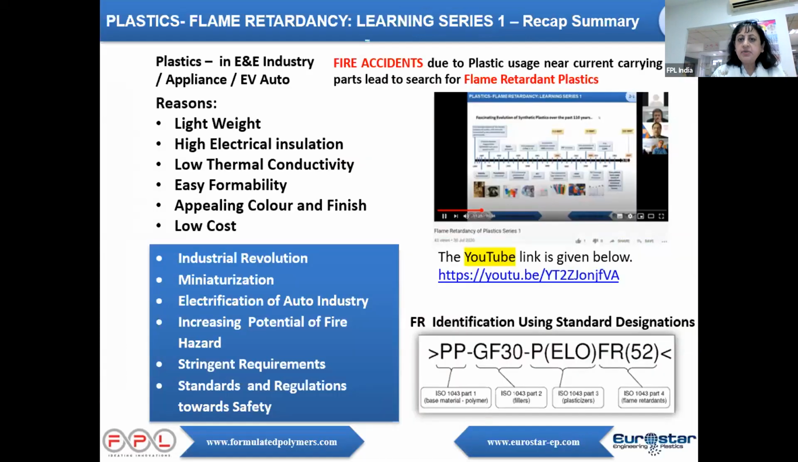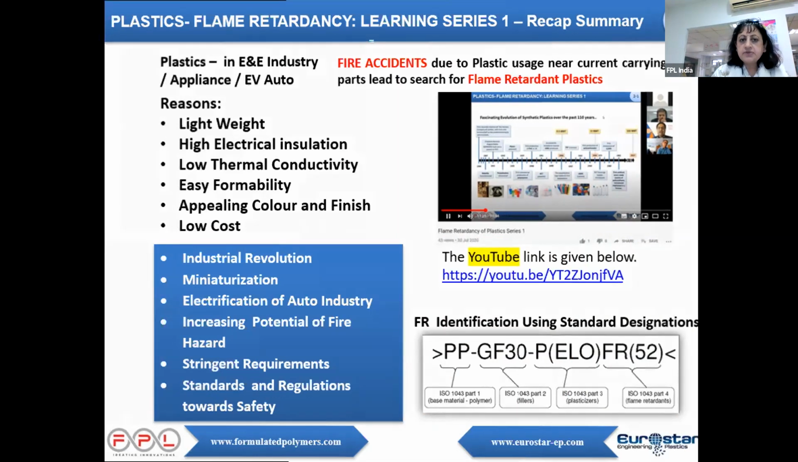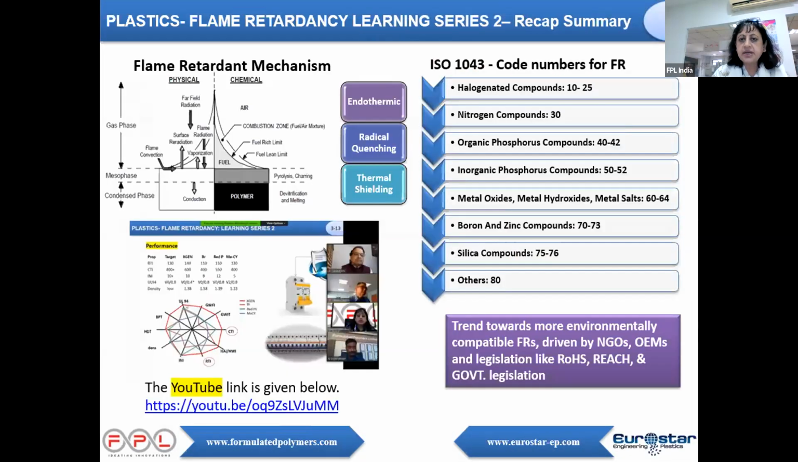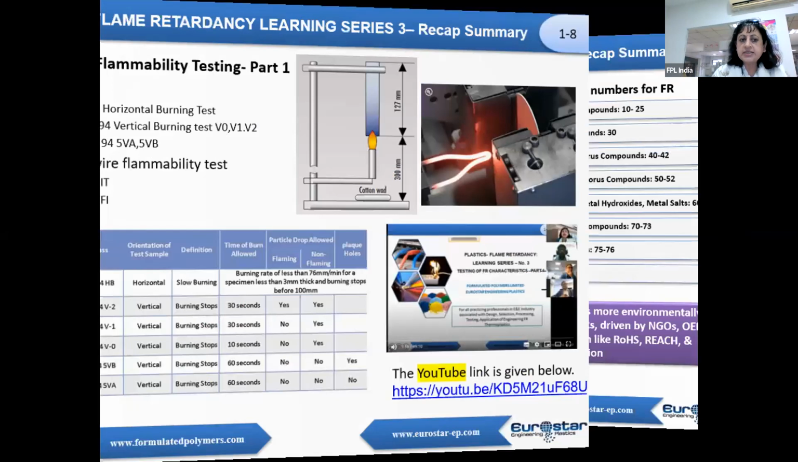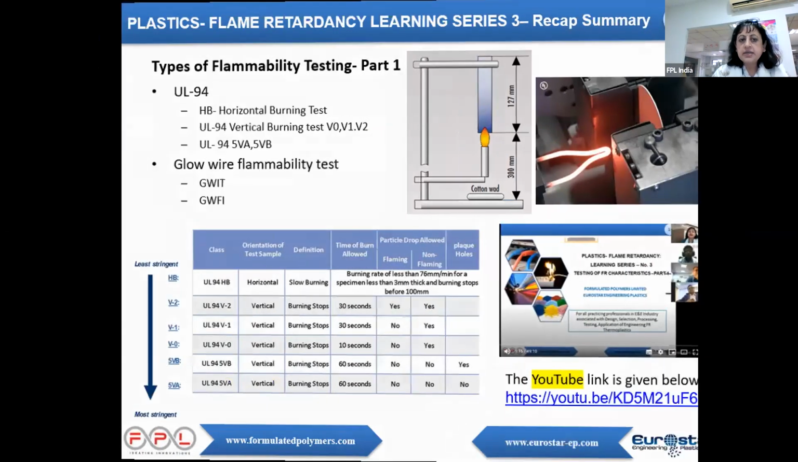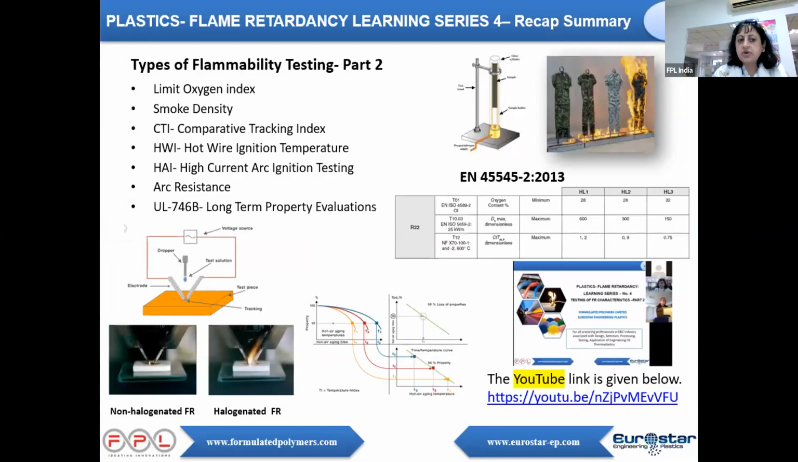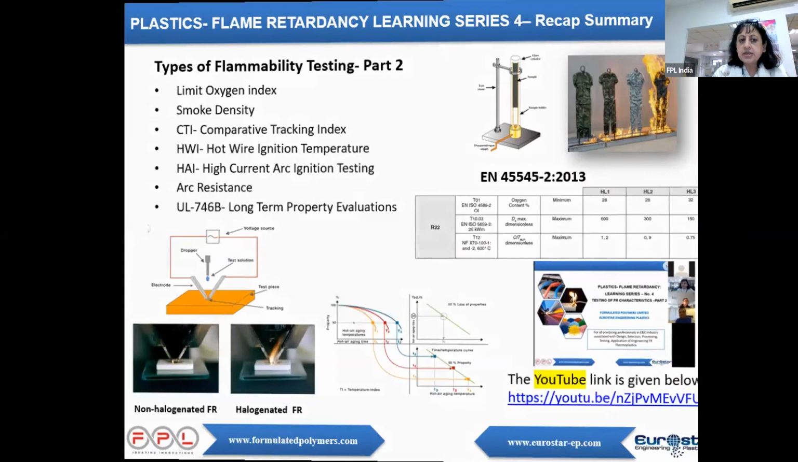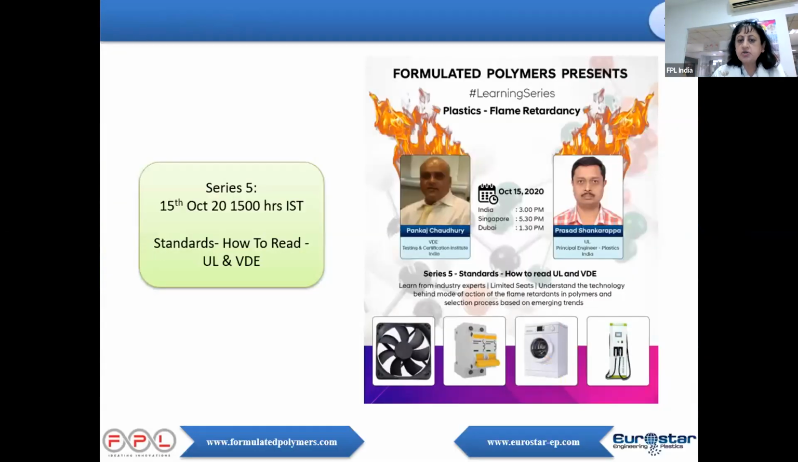So I will be covering a very brief, quick recap. I will not be going into details regarding each of the sessions. This is just a recap on the sessions which we have already done. This is the first one. The second on the flame retardant mechanism. The third on the flammability testing, UL94 and glow wire. Then the fourth one, which was on LOI, smoke density, CTI, hot wire ignition, high current arc ignition, arc resistance, and the long-term property evaluations. Then we had a session where Pankaj Chaudhary from VDE, head of Indian operations, and Prashad Shankarappa from UL presented.